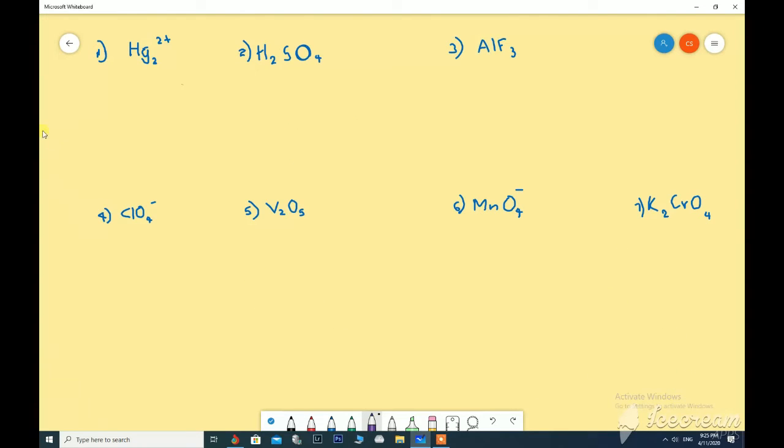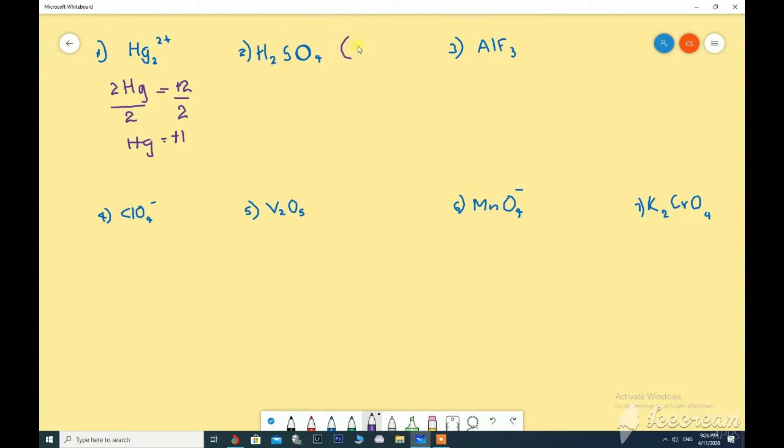Now, let's consider some examples. Let's find the oxidation number of Hg here. Here you can see there are 2 mercury atoms. Their oxidation number should be equal to +2 because the charge is +2. So, to find the oxidation number of one atom, we have to divide both sides by 2. Then Hg is equal to +1.